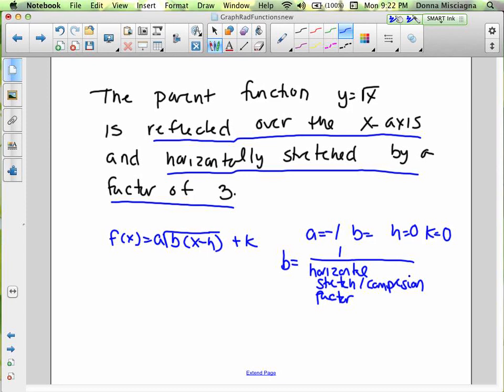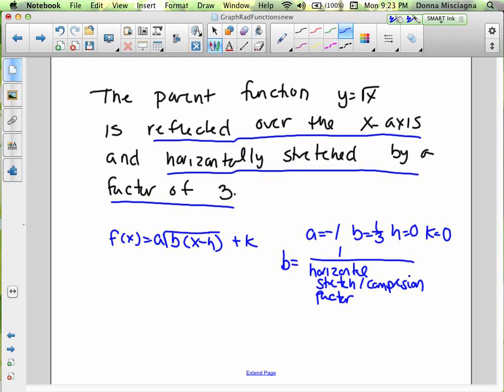So because it's affecting x, do we need a smaller x value or a larger x value? If we're stretched by a factor of 3, it means we're going to need a larger x value because our b is equal to 1/3. That's what's causing it to stretch horizontally. That b is between 0 and 1. I need a bigger number just to get to the same number under the radical, so I get to the same y value. So b is 1 over your horizontal stretch or compression factor.